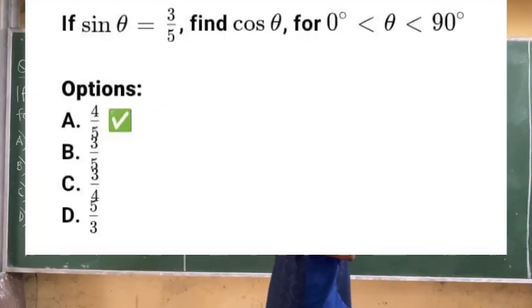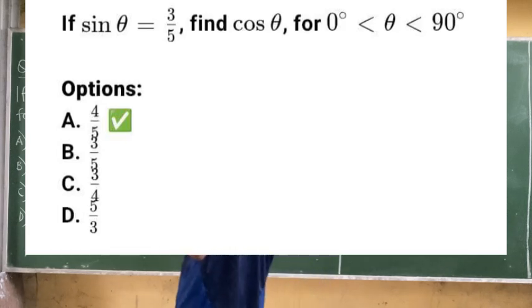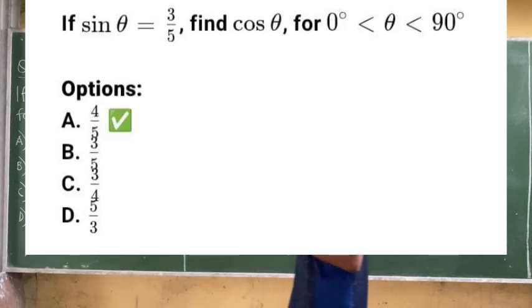Question 2 says, if sine theta is equal to 3 over 5, find cos theta for 0 degrees less than theta and theta is less than 90 degrees. Option A, we have 4 over 5. Option B, 3 over 5. Option C, 3 over 4. And option D, 5 over 3.